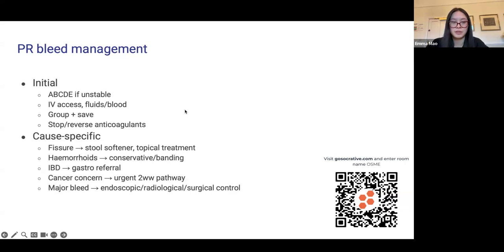Okay, so this one has many red flags for colorectal cancer. You've got a change in bowel habits, reduced appetite, weight loss, and the blood is mixed in with the stool, which suggests it's inside the colon.